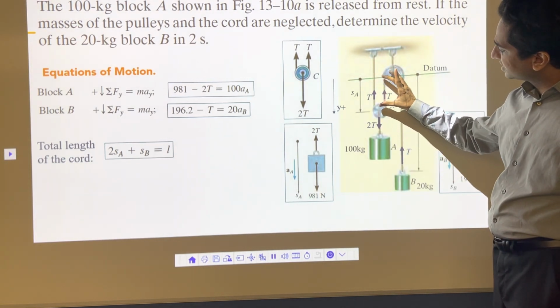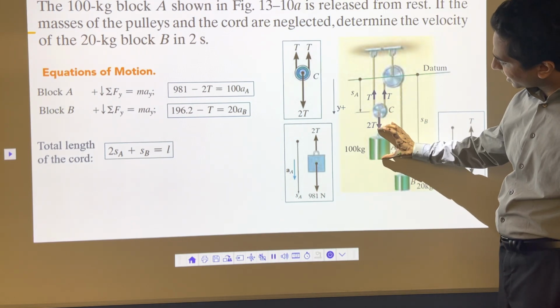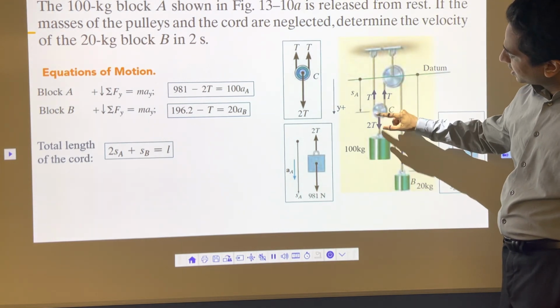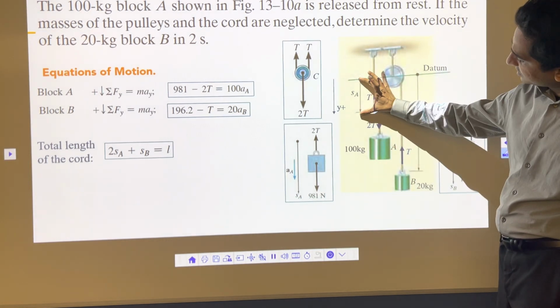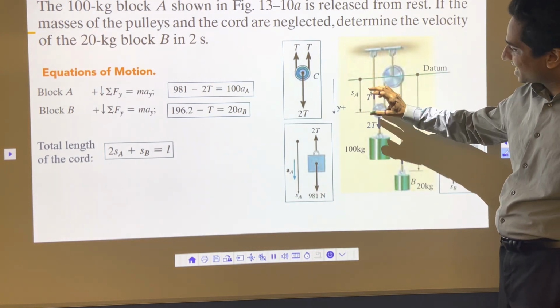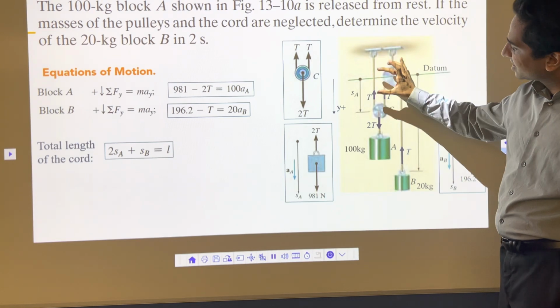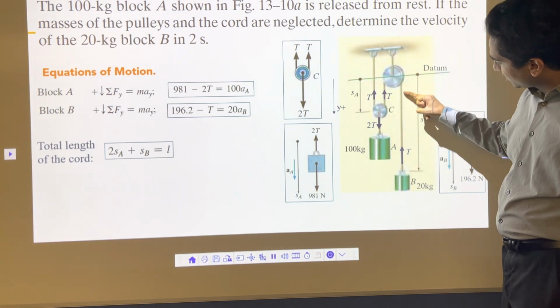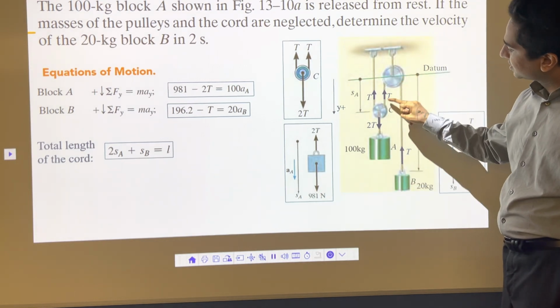So if we apply this equation, now here this block A, this block and this pulley are going to move with the same velocity. So this distance I am going to see as SA. This is a constant length SA. This one is again SA and this one is SB. This is constant length, constant length.